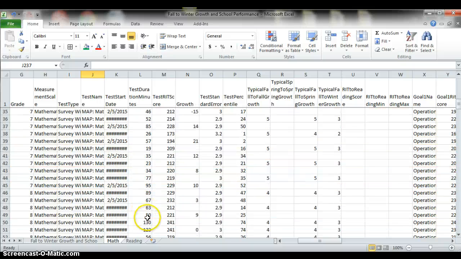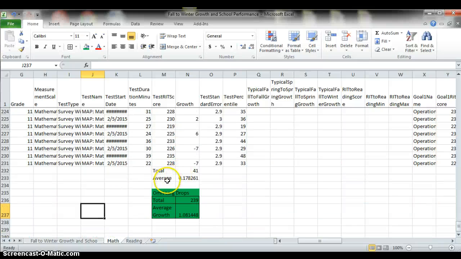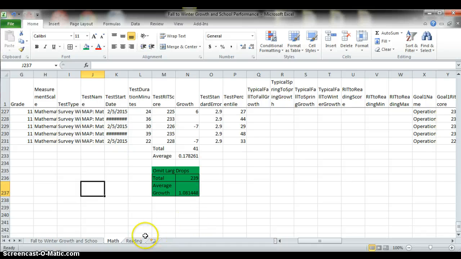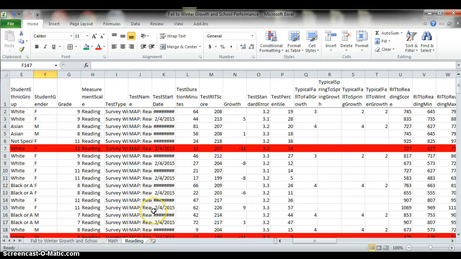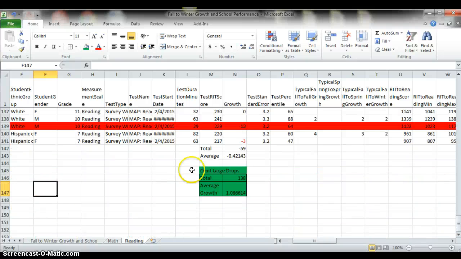Now in these second tabs, I separated out by math and reading. So in the math, you'll see an overall math score that includes an average of 0.178 for all, but then when you omit the drops, I got an average growth of 1.08. Okay, and in reading, I got an average growth of negative 0.42 and an average growth of 1.08.